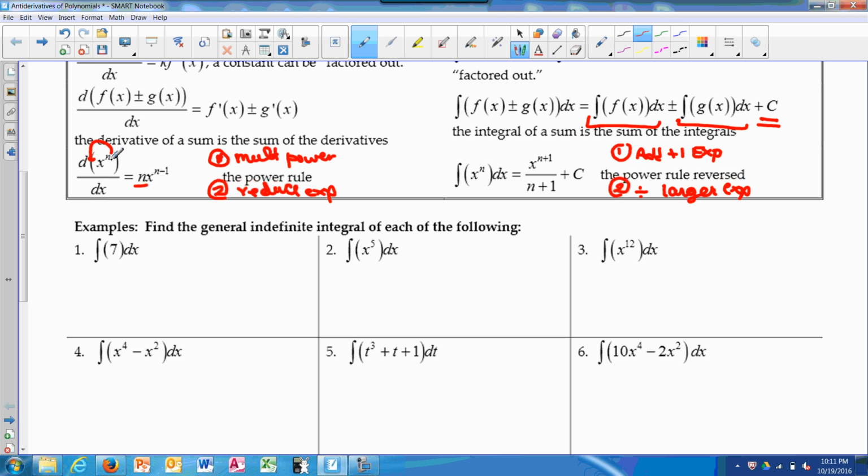So over here, remember, we were multiplying by the original large exponent, not the n minus 1 reduced one. So we're going to add 1 to get back to the original power, and then divide by that original large power to undo the original multiplication. We still need the plus c because, again, we don't know if we had x squared or x squared plus 5. So some examples in general.